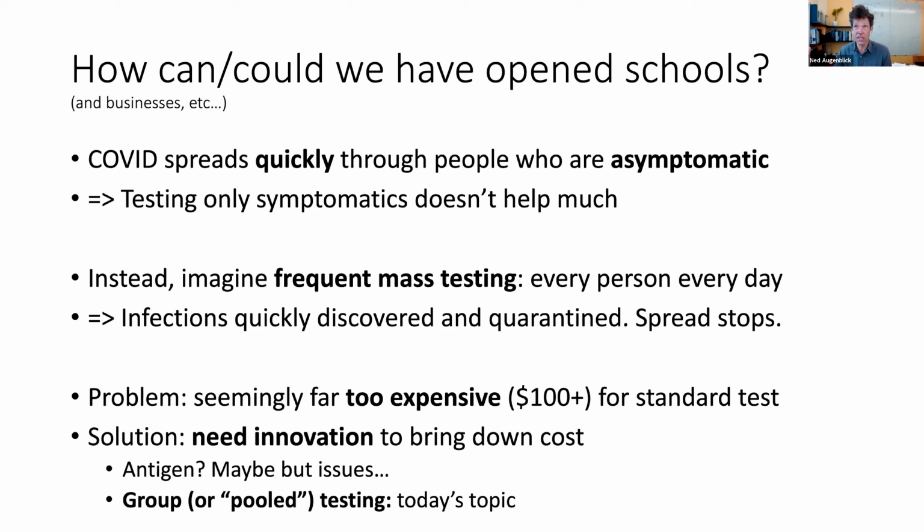Every now and then you spot that a person has it on a test, even if they're not symptomatic yet. You pull them from the population and quarantine them, and then they can't spread it to other people. And so by frequent mass testing, you're very quickly identifying issues, removing them, and stopping spread.